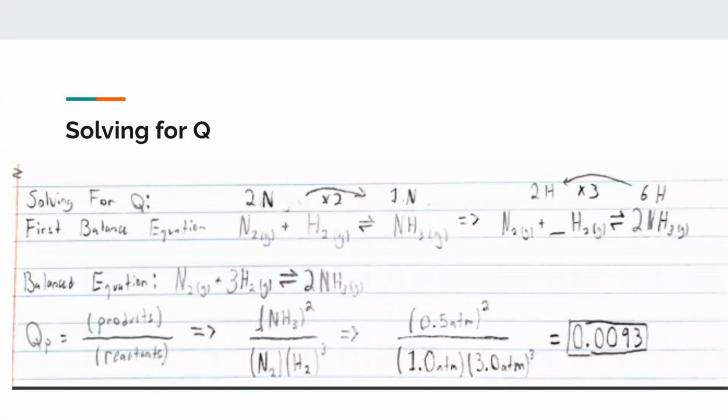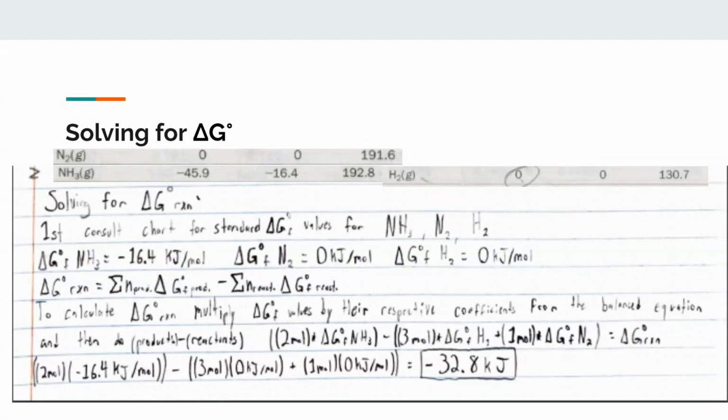Now to solve for Q, you just put the partial pressure of the products over the partial pressure of the reactants. So in this case, NH3, and since the coefficient is 2, you square it, over N2 times H2 cubed, because the coefficient on H2 is 3. And you plug in the values, the Q value comes out to 0.0093. Then we have to solve for delta G at standard conditions.